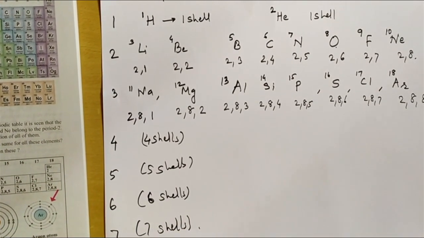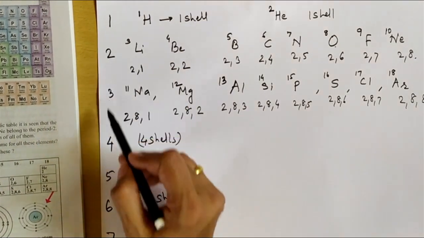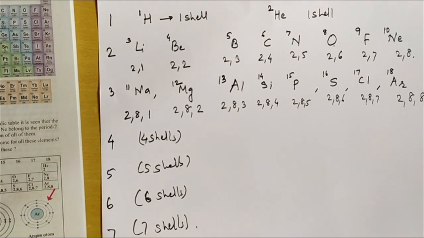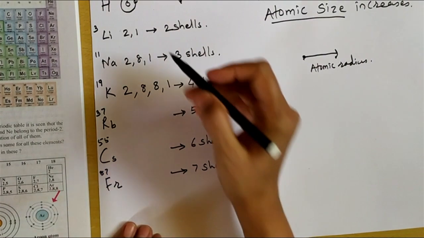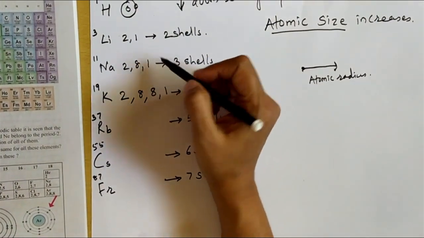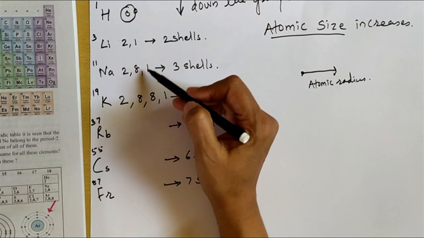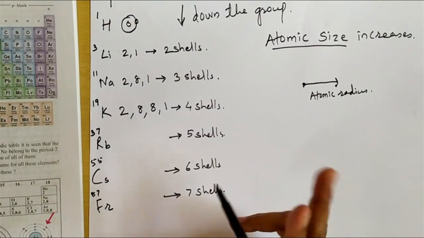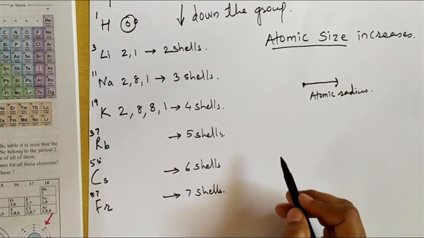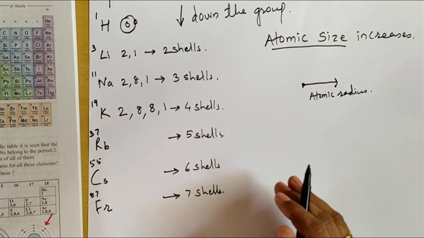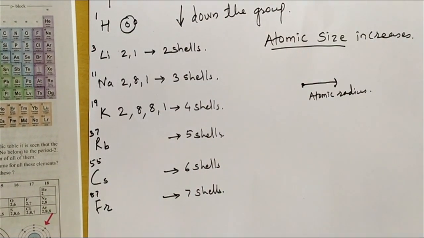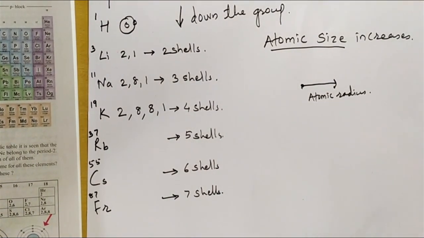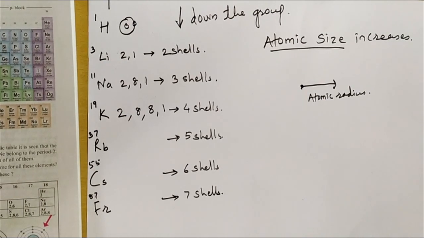So what is the property here? The period number indicates the number of shells. Okay, correct, understood? And the group number indicates the number of electrons in the outermost shell. That means group 1 will have one electron in the outermost shell. Group 2 elements will have 2 electrons in the outermost shell. Group 3 will have 3 electrons in the outermost shell, and in the same way it will continue. Correct? Okay, this is about the electronic configuration regarding the elements in the group and the period.